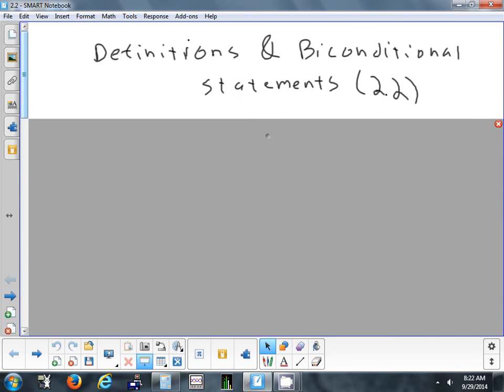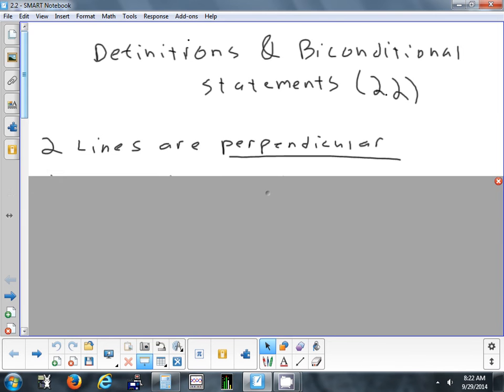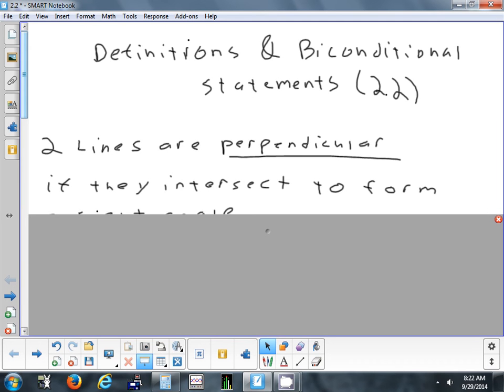All right, so today we're going to look at section 2.2, which is definitions and biconditional statements. We're going to continue on with that idea of if-then logical statements. We're going to start out with a couple definitions that we can use to illustrate what we're going to do in this section.